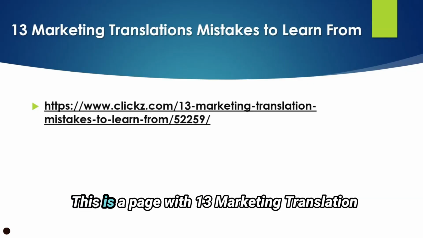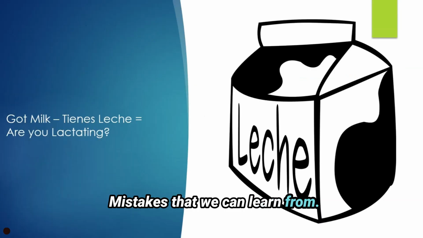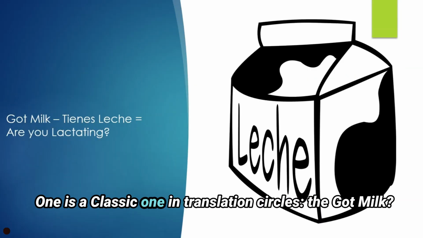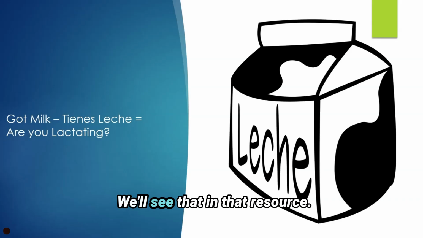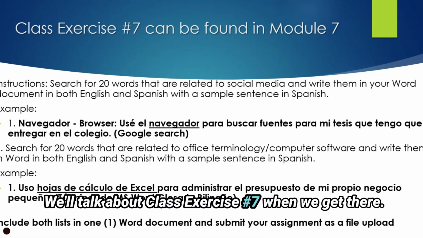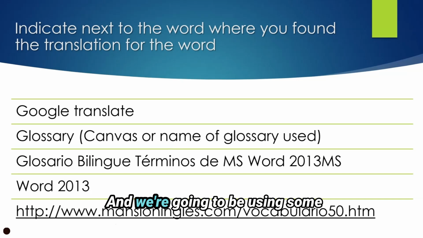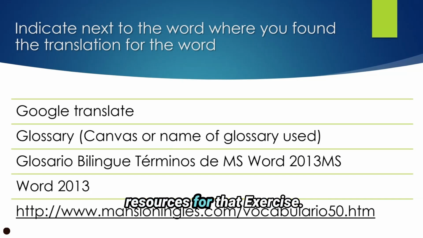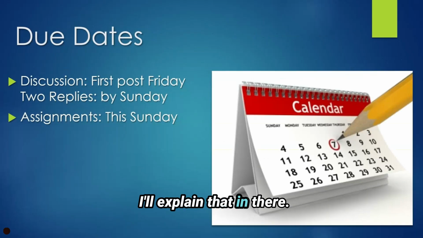This is a page with 13 marketing translation mistakes that we can learn from. One is a classic one in translation circles, the Got Milk campaign. We'll see that in that resource. We'll talk about class exercise 7 when we get there, and you're going to be using some resources for that exercise. I'll explain that in there.